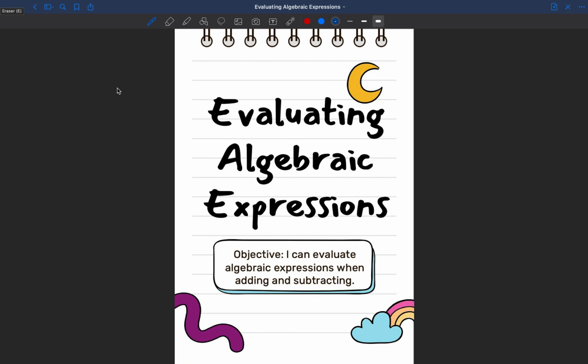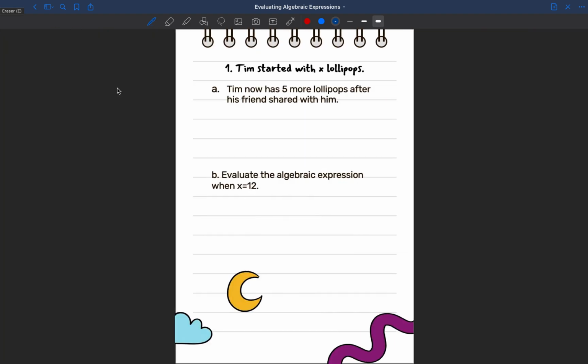All right, in today's lesson, we are learning to evaluate algebraic expressions. Our objective is that I can evaluate algebraic expressions when adding and subtracting. Looking at number 1, it says Tim started with X lollipops.